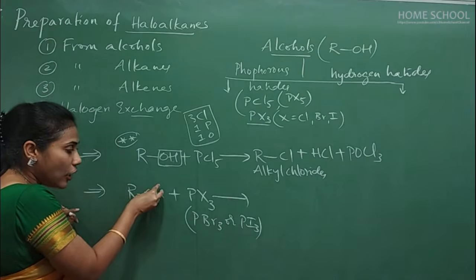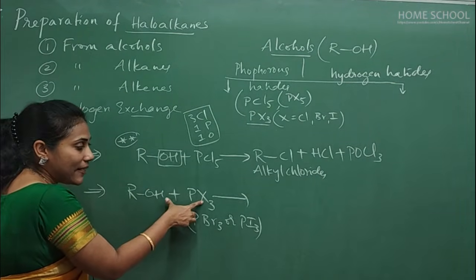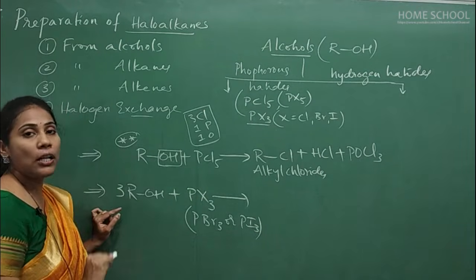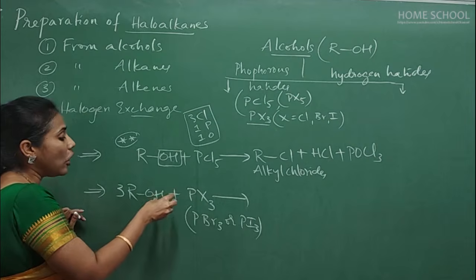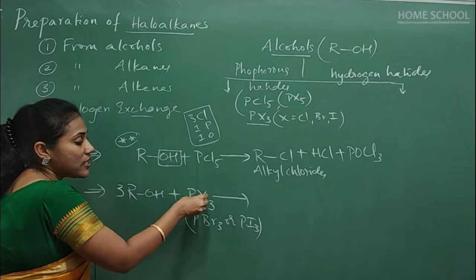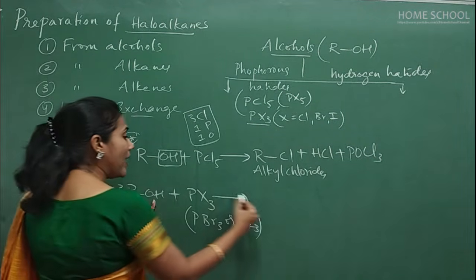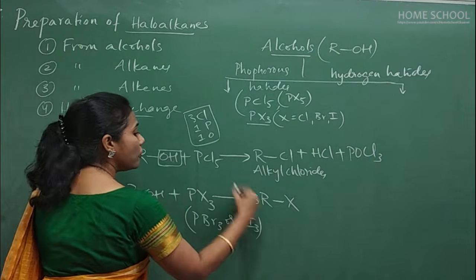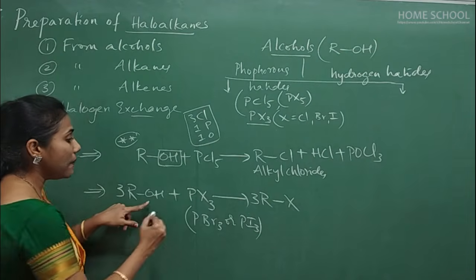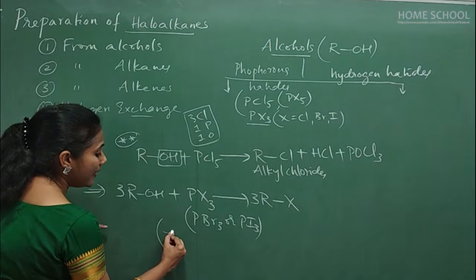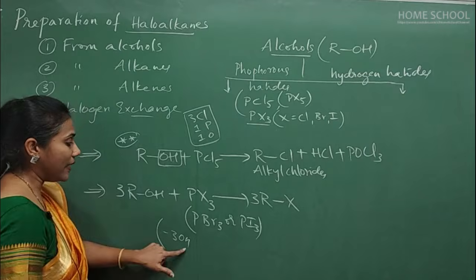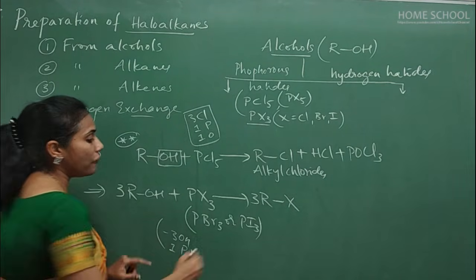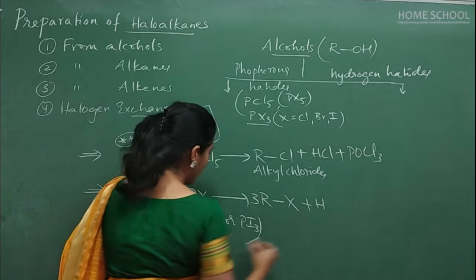Here also the OH groups are getting replaced by X. You have to use 3 alcohol molecules, so that in 3 alcohol molecules these OHs are replaced by X. If I replace OH by X, I'll get RX, isn't it? How many molecules? 3 molecules. And now what is remaining, guys? Remaining is 3 OHs and 1 phosphorus, right? So combine all of them. What is the byproduct you will get?